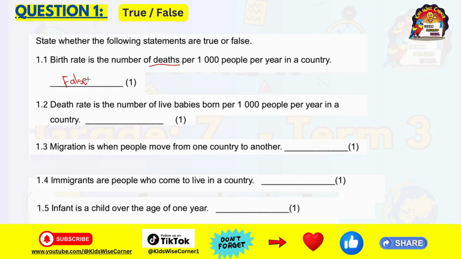1.2. Death rate is the number of live babies born per 1,000 people per year in a country. This is false because the death rate is about people dying, not babies being born. So this is false.